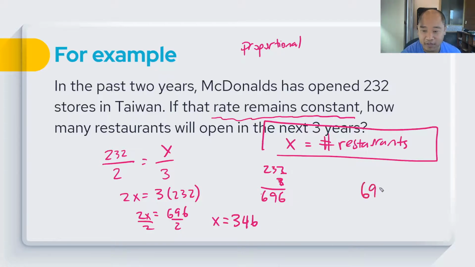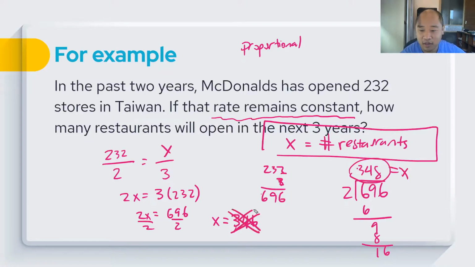Oh, I guess I'll just do it. Now you have to watch me do this. Oh, did I do it wrong? I guess I did it wrong, huh? 348. I did. I got it wrong. It's actually 348 equals x.